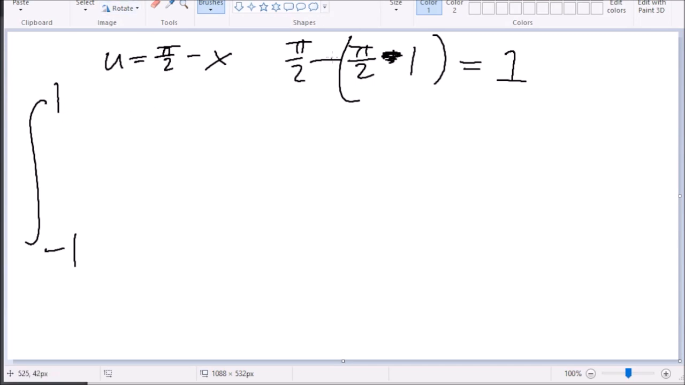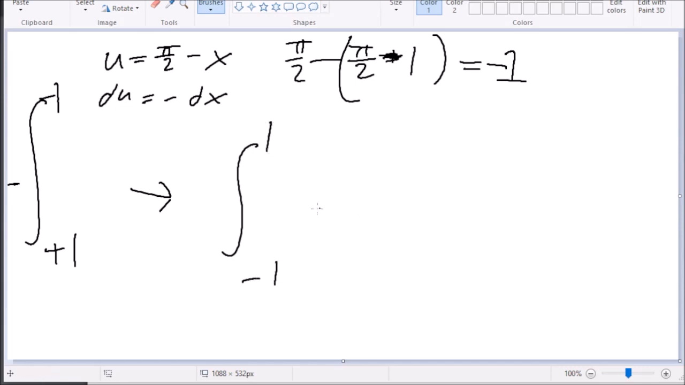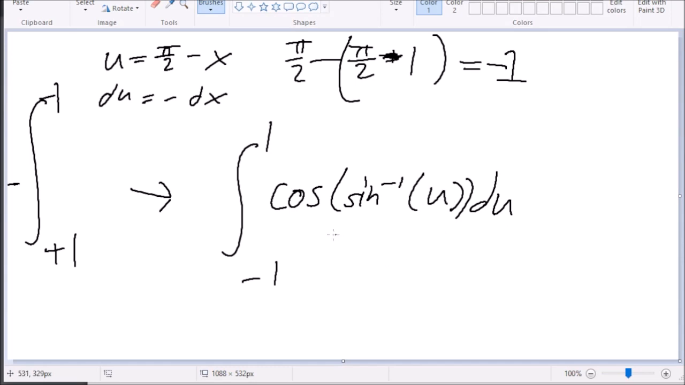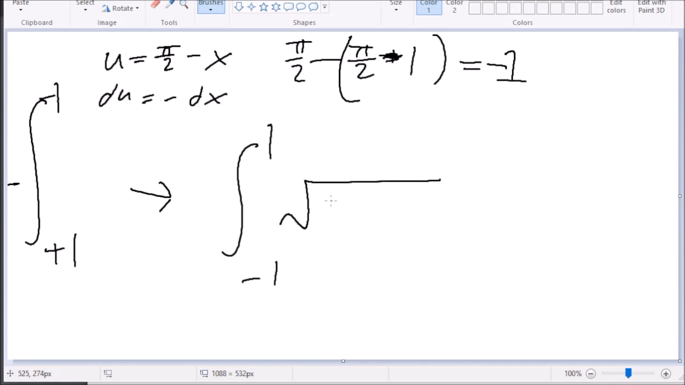Oh, no, I'm sorry. Plus 1, this would be negative 1. So the top bound would be negative 1. And then if I do the other way, then it's plus 1. And then du equals negative dx, and this negative here will help me switch the bounds. So now I get back to negative 1 to 1. And then I get cosine inverse sine of u du. And then this portion, we already know this identity. This is equal to the square root of 1 minus u squared, which equals pi over 2.